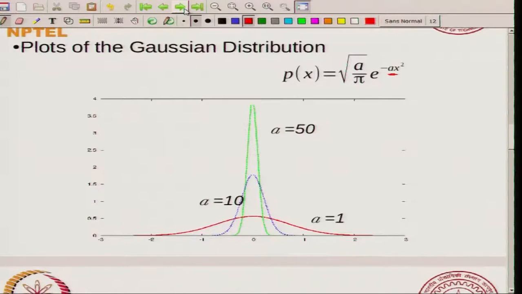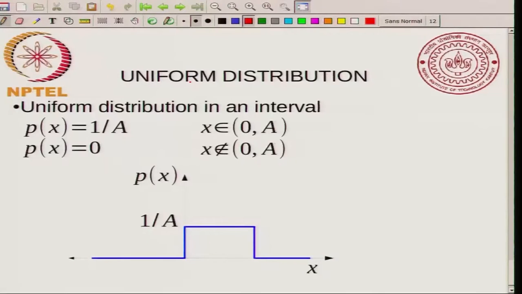So one other distribution, which is a simple distribution, is what is called a uniform distribution. You can have a distribution that is uniform in an interval. So p of x equals 1 by a when x is contained in 0 to a, or it is 0 otherwise. Okay. So your p of x needs to be continuous, but it need not be smooth. It can show derivative discontinuity. So this is an example of a distribution.